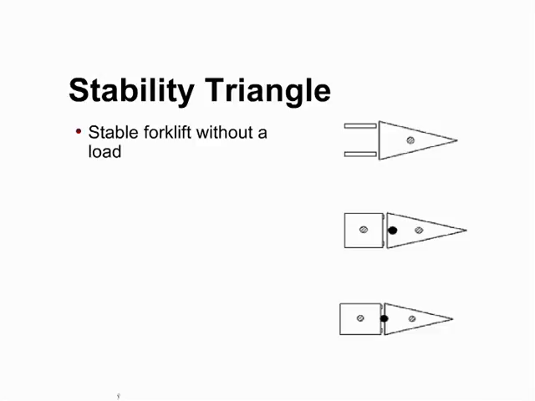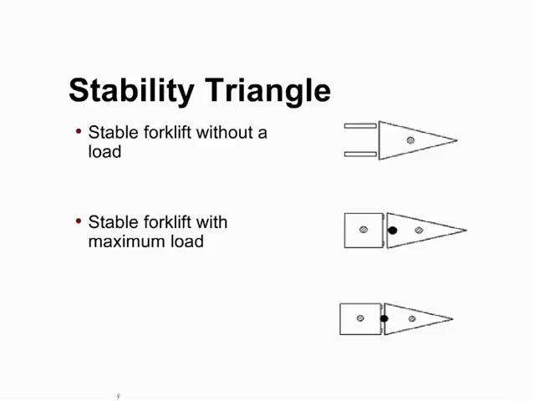Its center of gravity is shown by the gray circle right in the middle of the triangle, which is also right below where the operator sits. For safe operation, the center of gravity of a forklift that is carrying a load must stay within this stability triangle, or else the forklift will tip over.